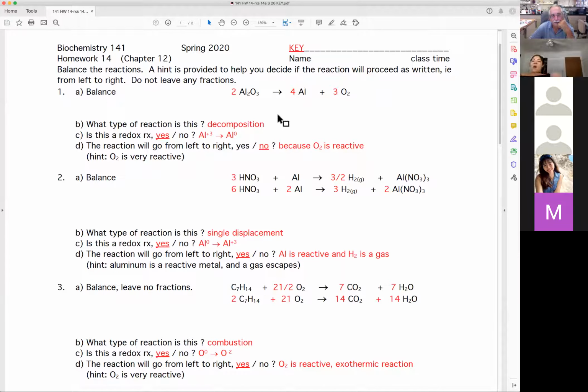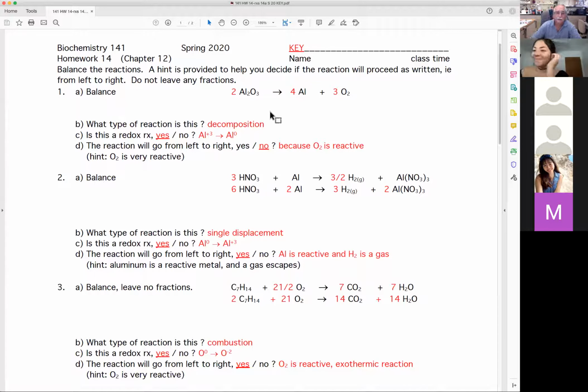So will this reaction happen? What do you know about oxygen? Reactive. So will it go that way? No. Matter of fact, if you have aluminum screens on your windows, they were first shiny and bright, and now they're dull and gray. That dull and gray substance is aluminum oxide.